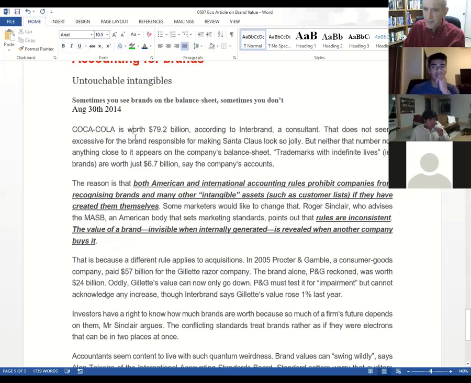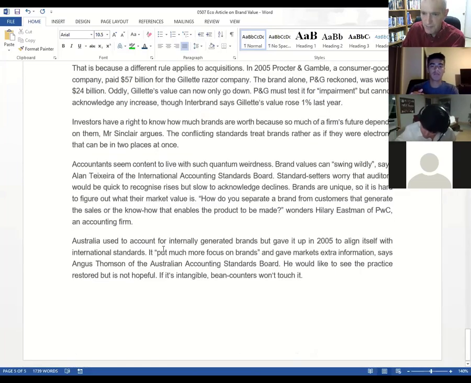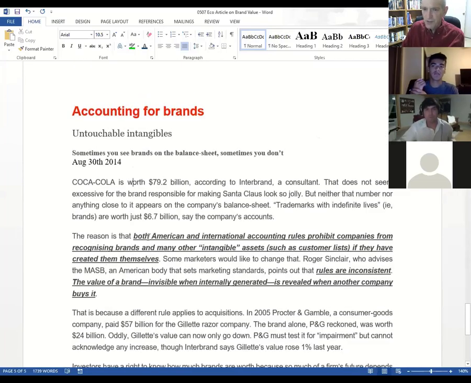Accounting for brands, can you actually see this in the financial statement somewhere? So accounting rules prohibit companies from recognizing brands as an intangible asset. The value of a brand is revealed when another company buys it, so that might be your goodwill. If you buy another firm, the goodwill you're paying, you may be paying the present value of that brand identity, or at least a big part of that might be that. But you're not going to find the value of brand on the balance sheet or the income statement anywhere. It's just too subjective and too difficult.